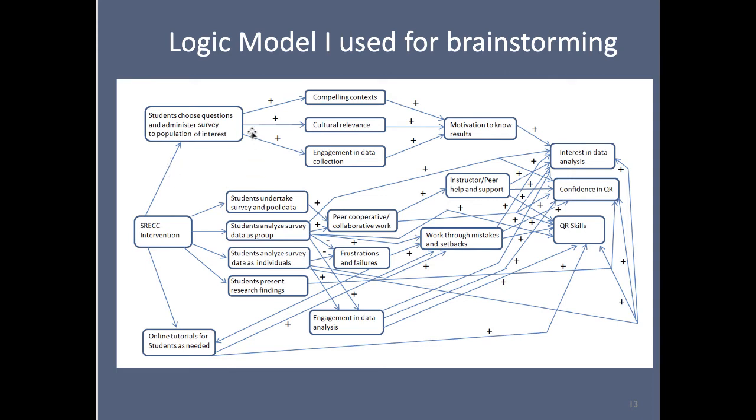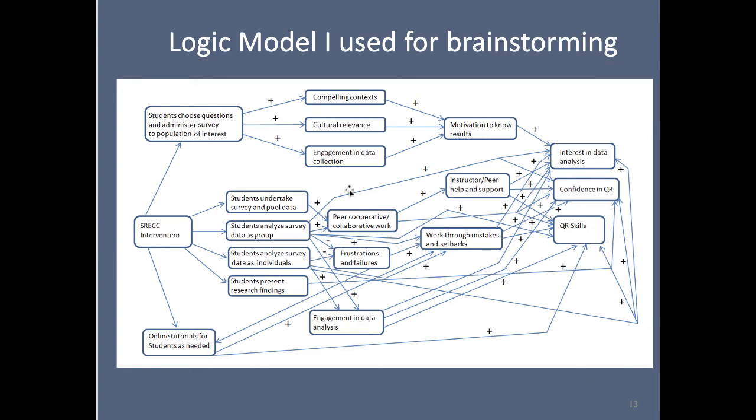So one piece of this intervention, which you may have trouble reading, is the upper left. Students choose questions and administer a survey to a population of interest. The idea is that they get to choose what interests them. And the idea is that would increase compelling context, cultural relevance, and engagement in data collection. And because they cared about things and were engaged in it, they'd want to actually know the results. Okay, we're asking these questions to describe this group of people, but what are we finding? And that means they would be interested in the data analysis.